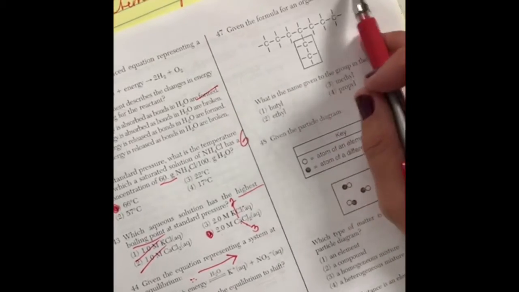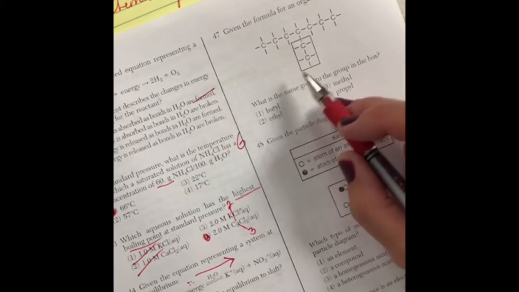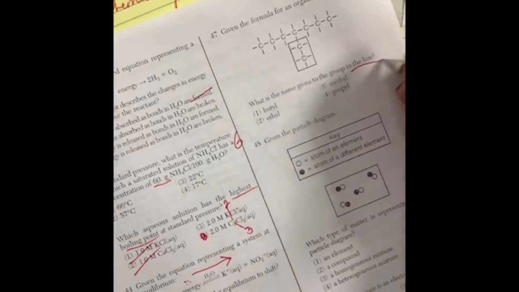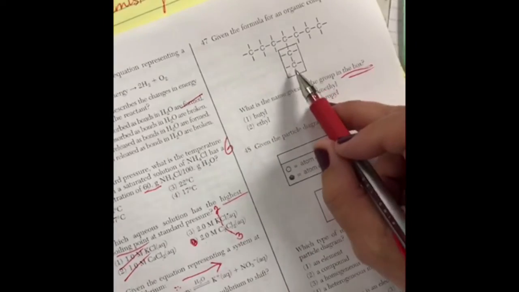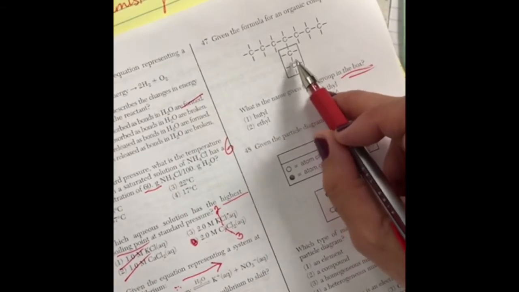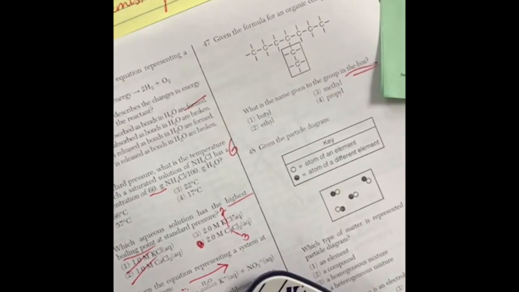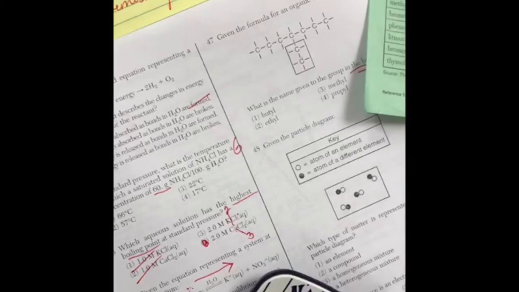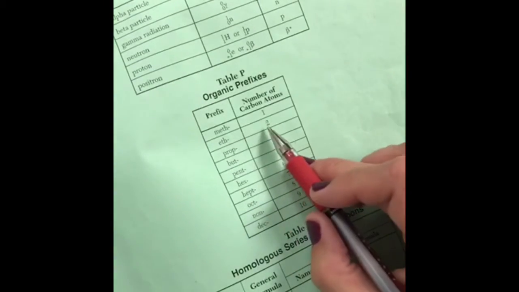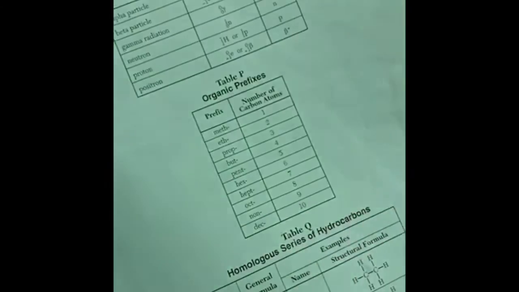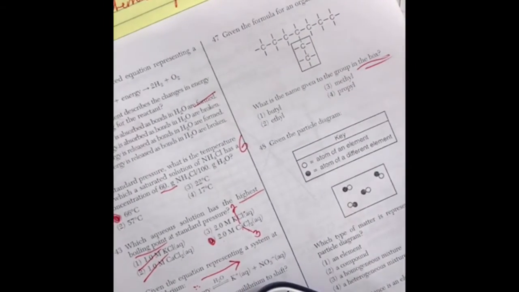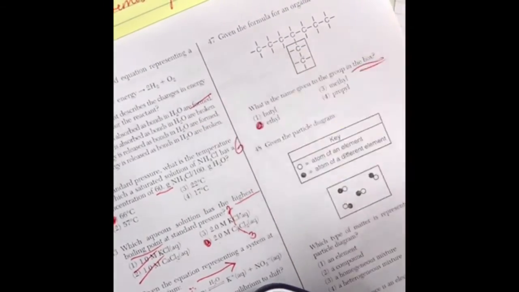Okay. Given the formula for an organic compound, what is the name given to the group in the box? So all they're asking me about is in this box, 2 carbons. So I can go over here. I'm throwing my calculator around. All right, I'm going to go over here. Prefix for 2 carbons is eth, and it's a branch. So ethyl, YL. There we go.